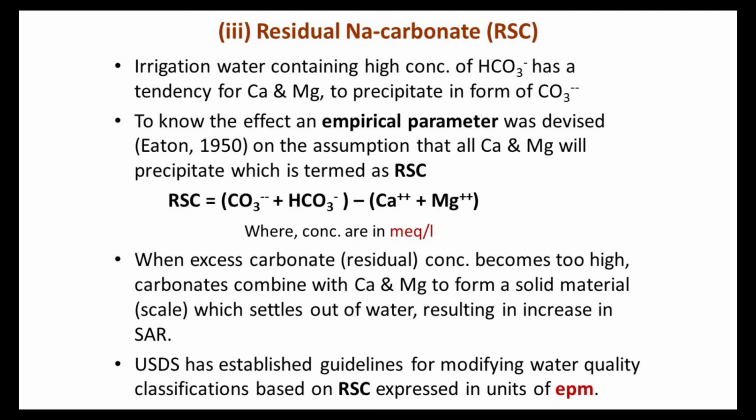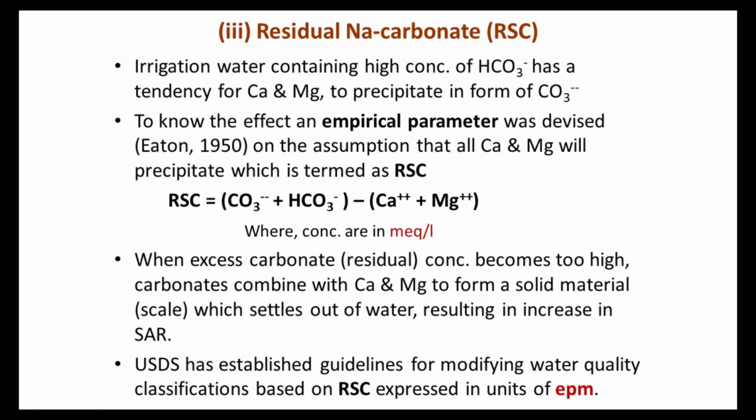The irrigation water containing high concentration of bicarbonate has a tendency for calcium and magnesium to precipitate in the form of calcium carbonate and magnesium carbonate. For knowing the effect, an empirical parameter was devised by Eaton in 1950 on the assumption that all calcium and magnesium will precipitate. The parameter is termed as residual sodium carbonate, which can be represented by the following formula.